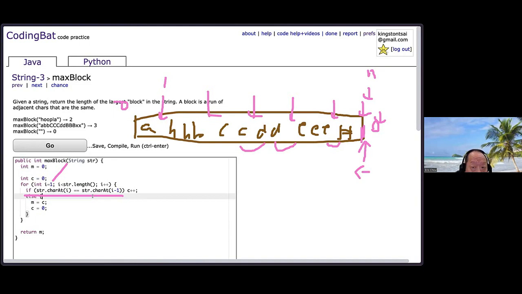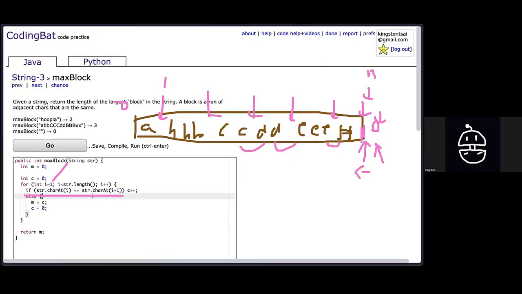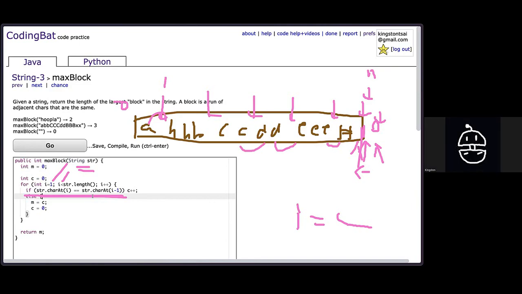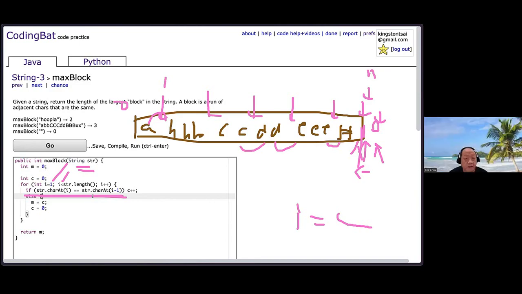You do not take care of the ending one. That's what I say. You do not check if i equals the string length. This one would be equal. But if the two vectors are not the same, or i equals the string length, then that's an ending. Ending, you will finish up the length of the previous row.